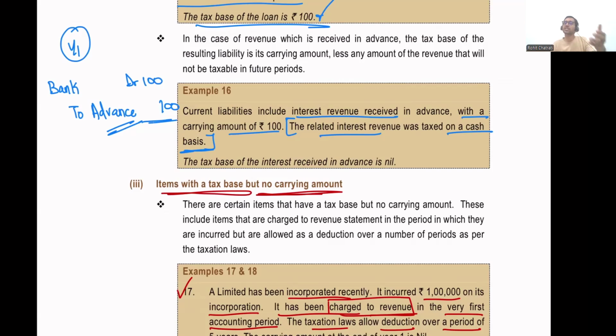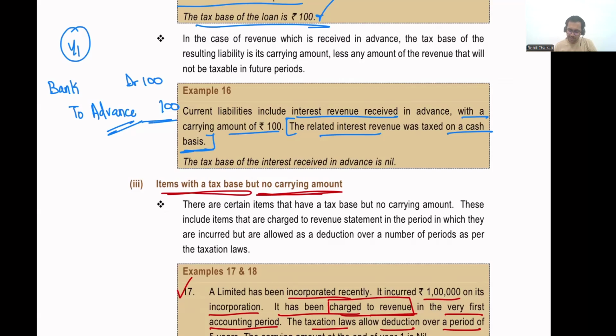Now, because it's already taxed on a cash basis, will I be further taxed on it in future? The answer is no. I will not have to pay tax on this in future. Whenever I recognize this income in my accounting books, I do not have to pay tax again in future.